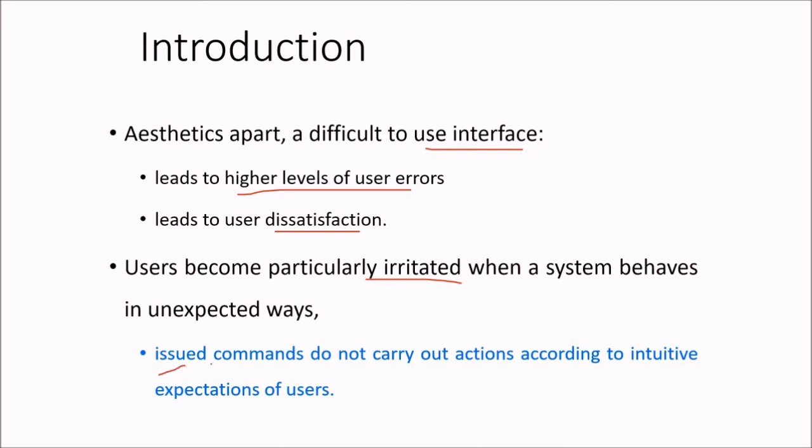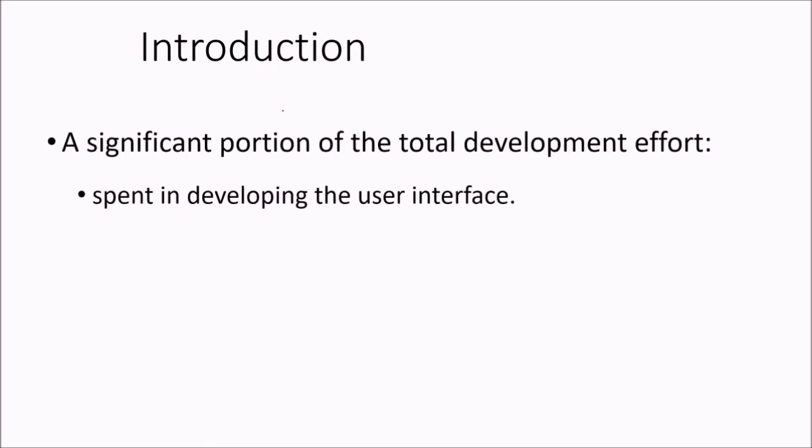For example, issued commands do not carry out actions according to the user's intuition. He knows that if I add two numbers, it should give me the result of addition. So a simple example or simple option can sometimes become irritating to the users.